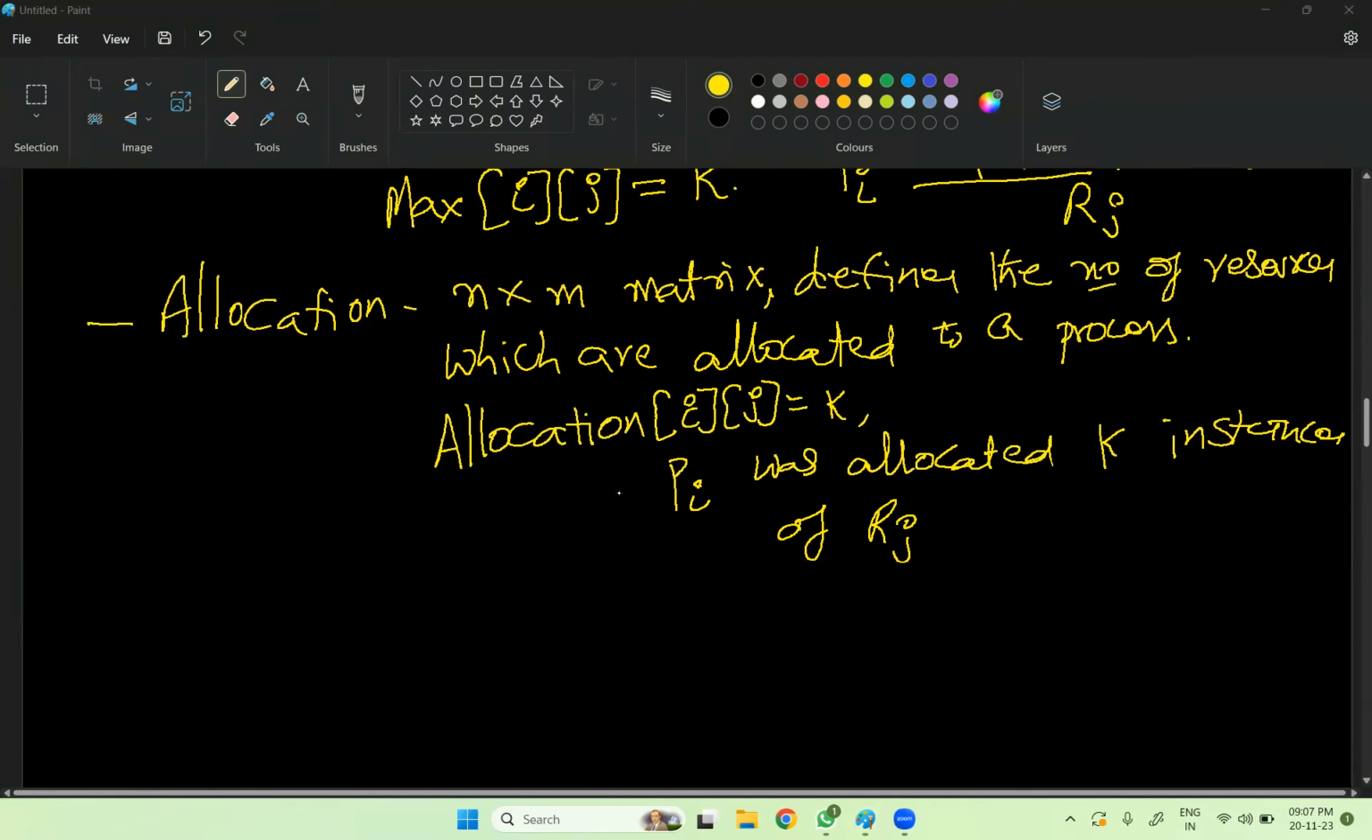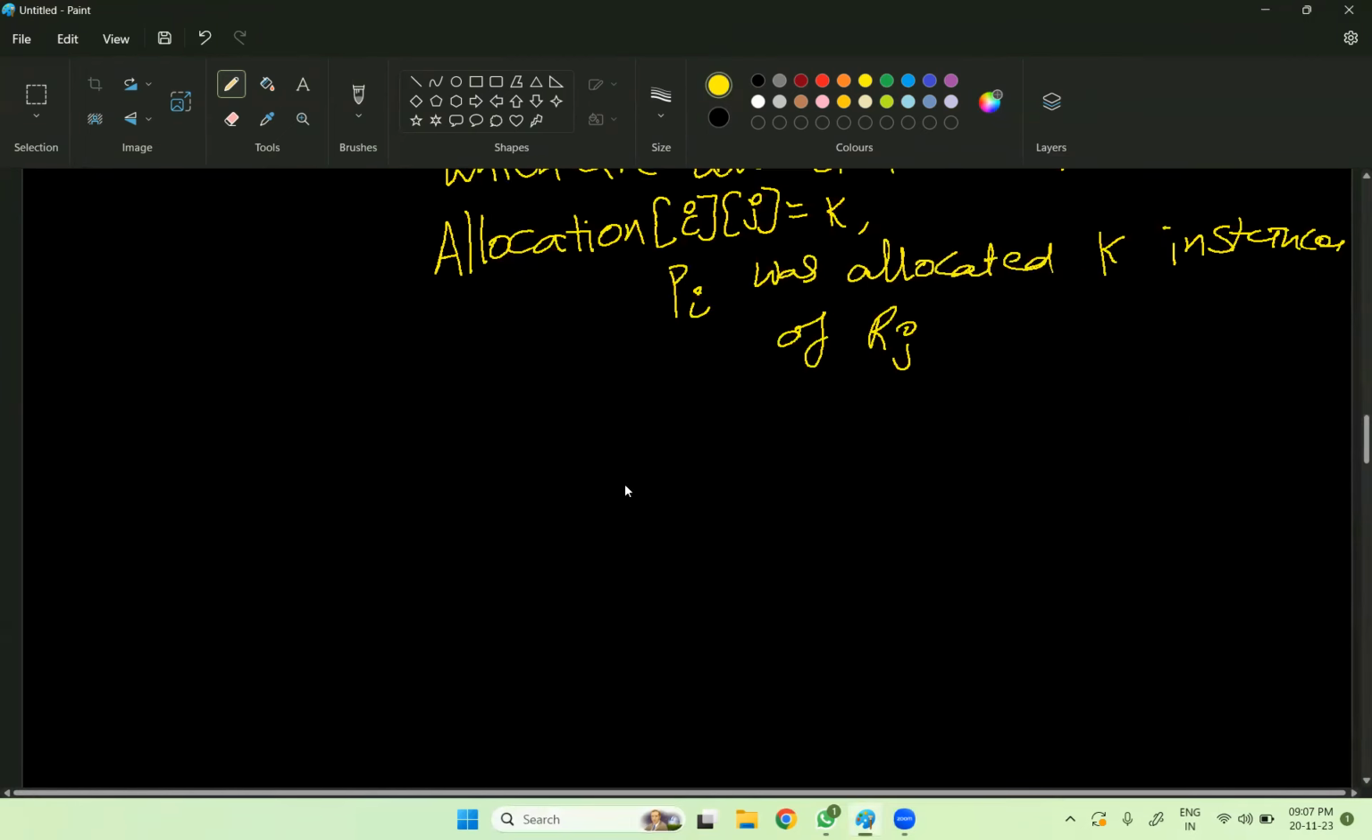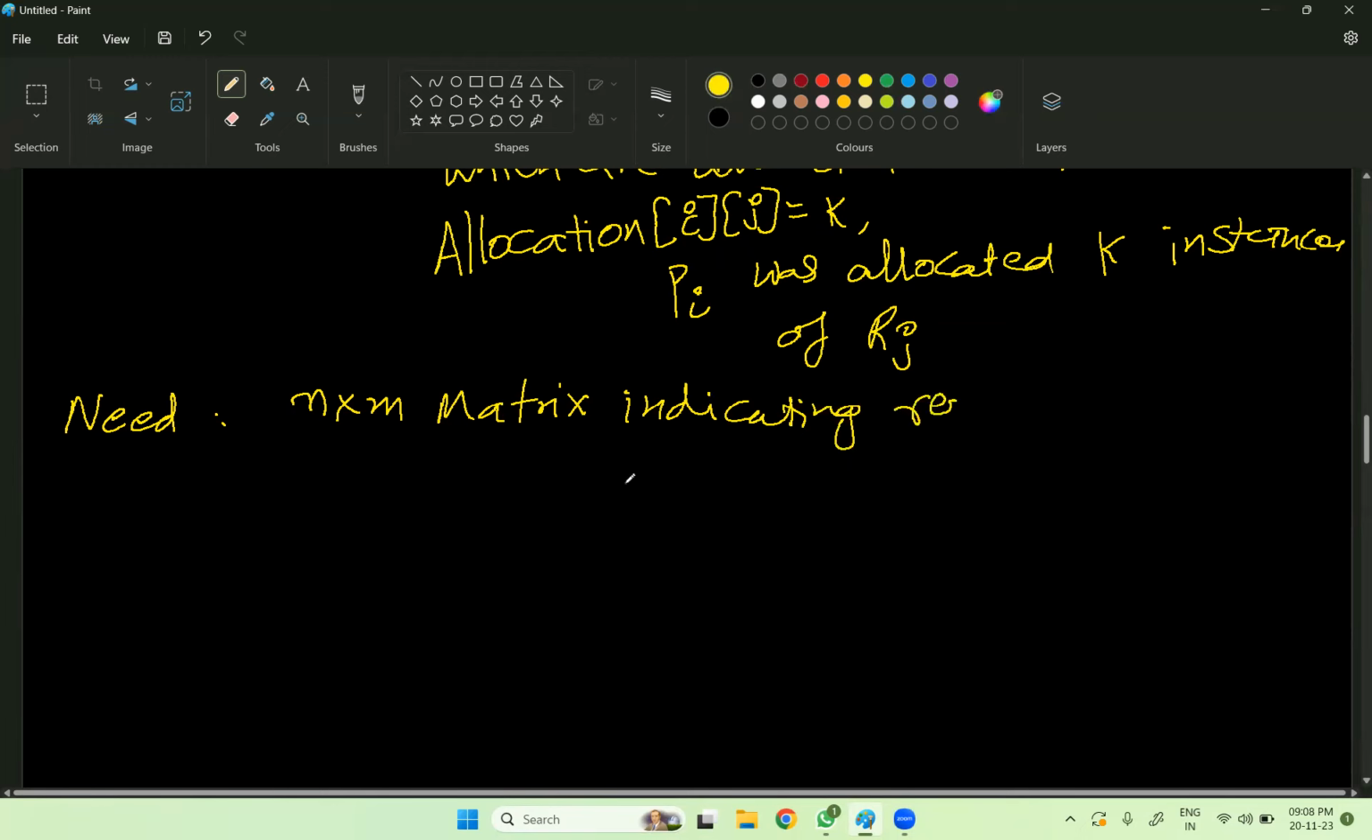And the last but not least, need. So need, in the sense, it is also an n by m kind of matrix indicating the remaining resource need of the process.